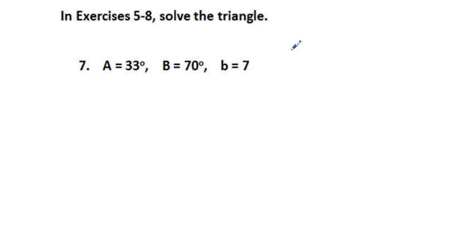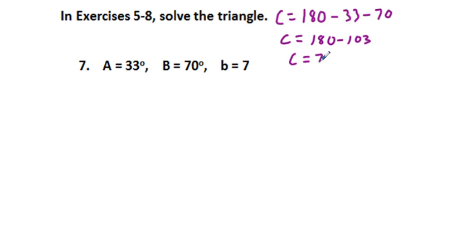Problem 7. Well, we have a similar situation. Solve the triangle. We have angles A and B. We need C. So angle C is going to be equal to 180 degrees minus angle A, which is 33 degrees, minus angle B, which is 70 degrees. So angle C is going to be equal to 180 minus 33 minus 70, so that's going to be minus 103 degrees. So 180 minus 103, that should be 77 degrees. So angle C is equal to 77 degrees.